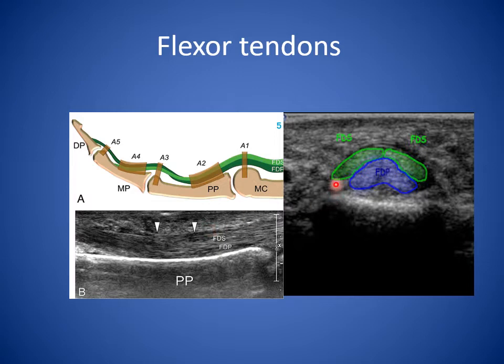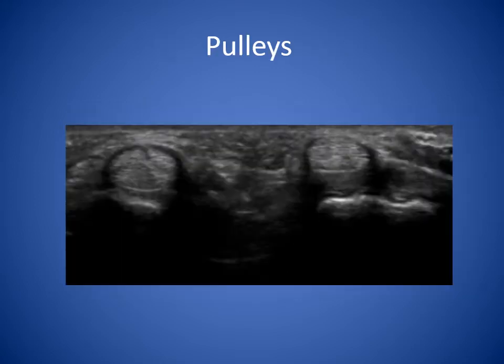This is a TS view for the flexor tendons. The one below is the flexor digitorum profundus, and this is the split fibers of the flexor digitorum superficialis before its insertion. This is an example of the pulleys' appearance in TS view.